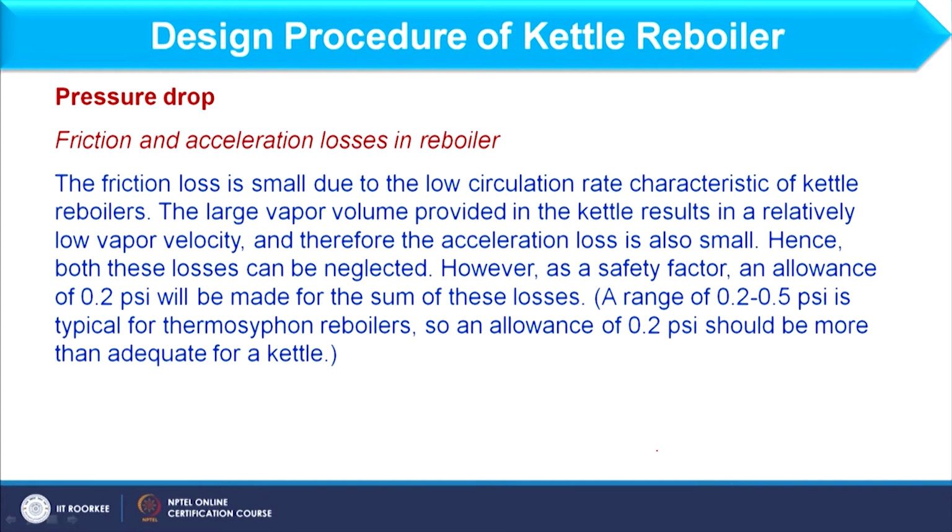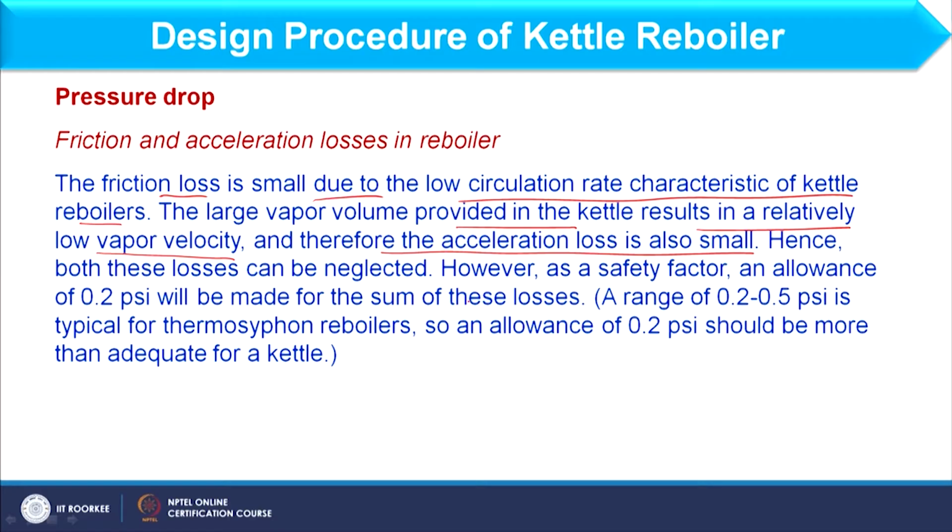Now, friction and acceleration losses in the reboiler. We consider the friction loss to be small due to the low circulation rate characteristic of a kettle reboiler. The large vapor volume provided in the kettle results in a relatively low vapor velocity, and therefore the acceleration loss is also small. So, the friction and acceleration losses are not significant. However, we consider them for safety purposes, and we provide some losses to this section also. However, these losses can be neglected.